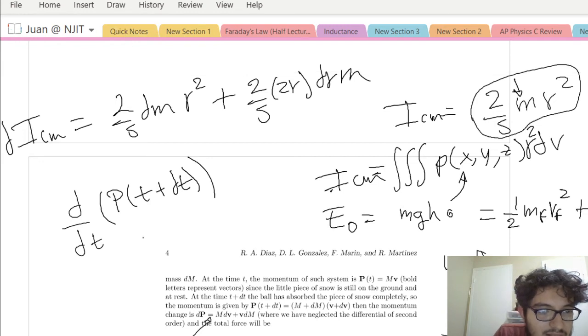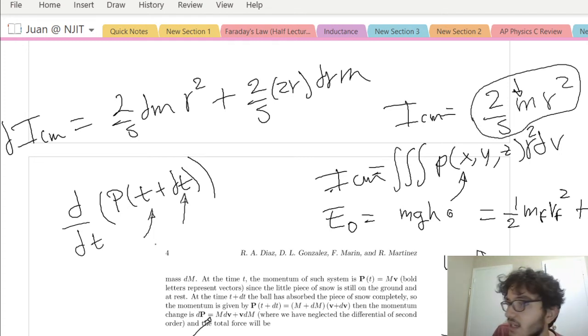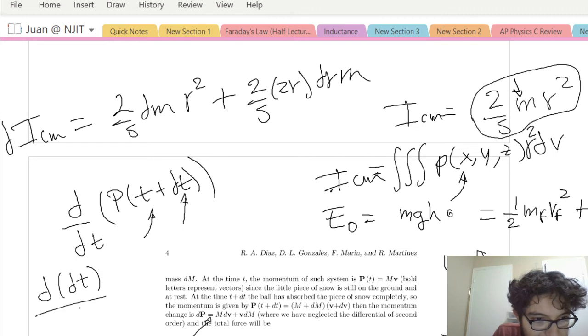So this one is 1, but this one will be twice. So it's going to be the second derivative, correct? That will be the second derivative, so d over dt of d. So it's going to be d over dt, right? So then d of d is d squared over dt.